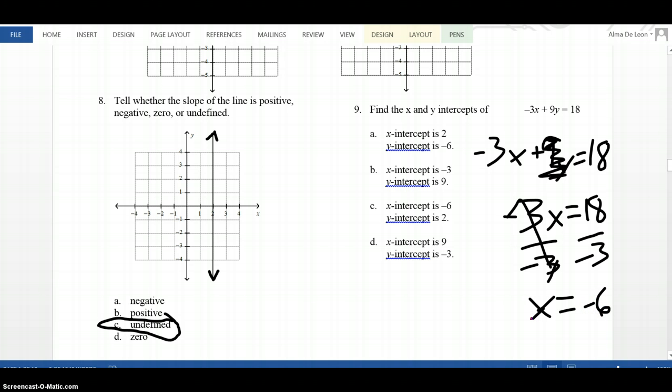So my x-intercept is at negative 6. And the only one that has that answer choice is C. So automatically I know that my answer has to be C.